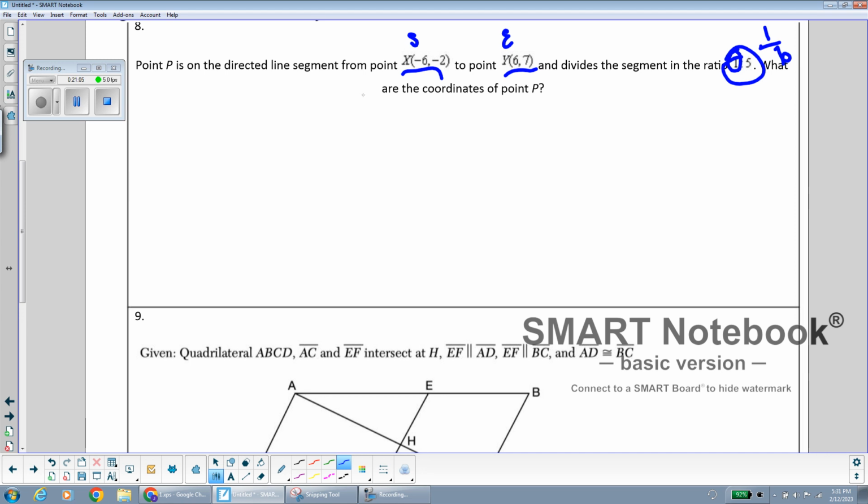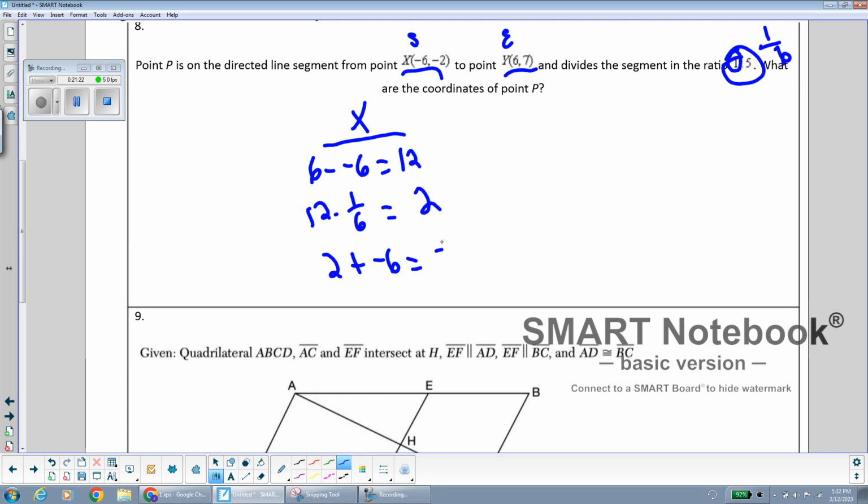So I'm going to find the x coordinate first. So change in x, that is 6 minus -6, so that's 12. Multiply that by the fraction, so that's 2. And then add the starting x coordinate, and that would be -4. Okay, same thing for the y coordinates. So I'm going to do 7 minus -2. That's the change in y, and that gives me 9.